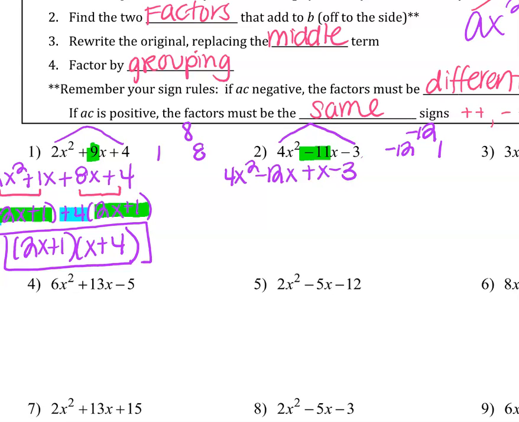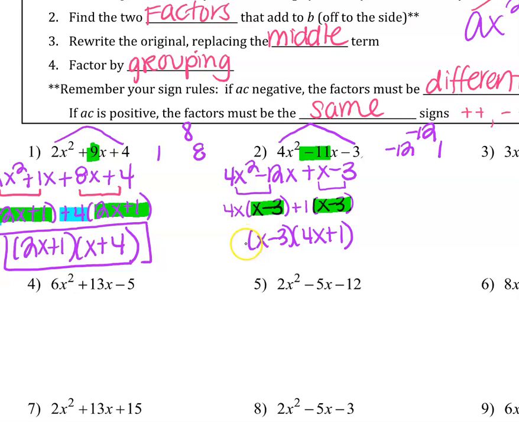Out of the first 2 terms, I can pull out a 4x. Now, out of the next 2 terms, there's nothing really to factor out except for a 1. And this is nice because that's what then emphasizes your common binomial of x minus 3, which I'm going to rewrite once, and then your leftover is 4x plus 1. And that's your factorization.